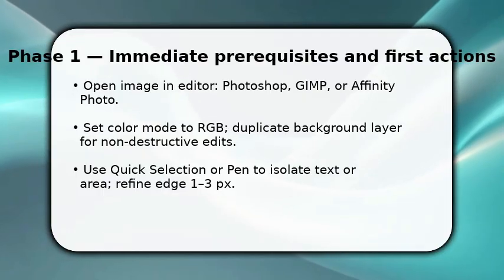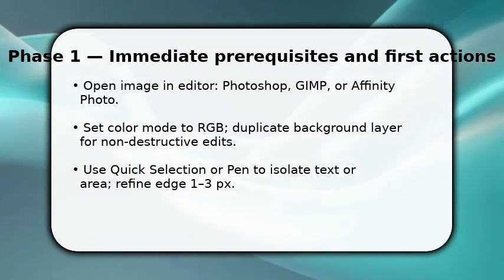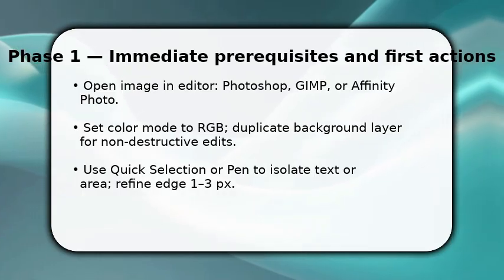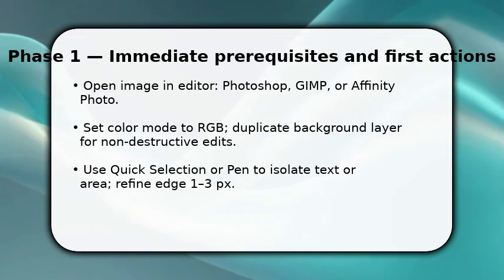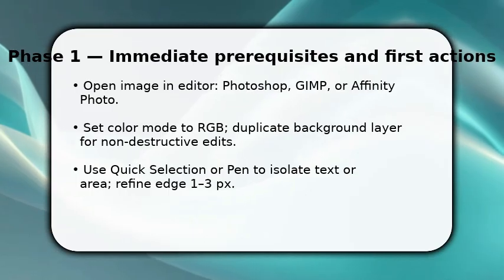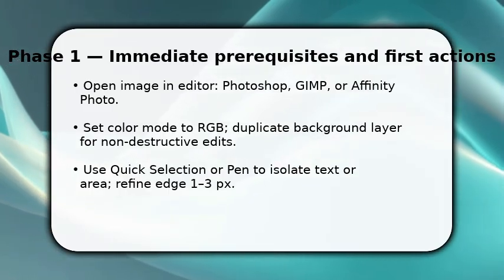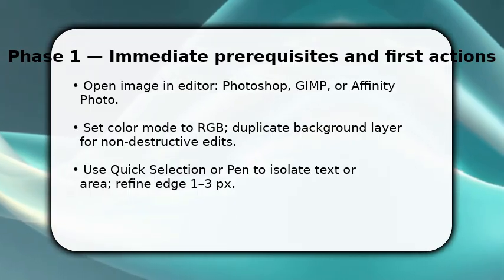You start by opening the image and making a duplicate layer so you never overwrite the original. Select the text or region you want to recolor with Quick Selection, Lasso, or the Pen tool, and refine the edge by 1 to 3 pixels for cleaner transitions. Once selected, create a new fill or adjustment layer tied to that selection. This gives you editable color changes.